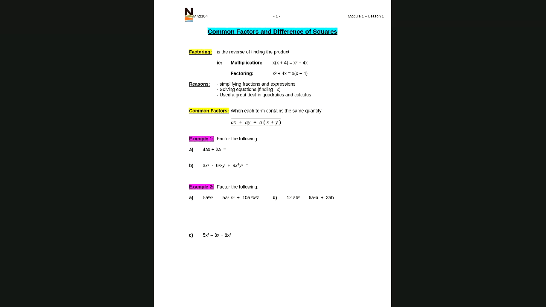In this module, we'll start by learning several factoring techniques and use these types of factoring to simplify fractions and find equations with x. So what is factoring? Factoring is actually the opposite of multiplication.